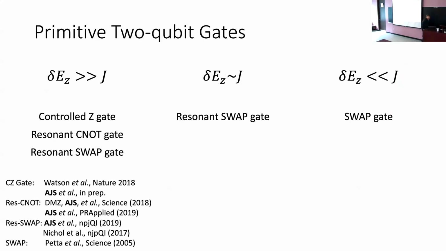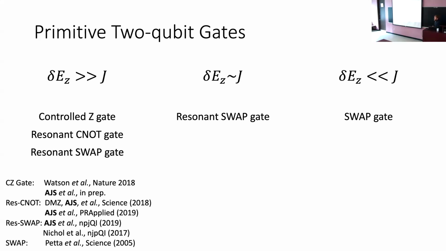Okay, so the knob that we can change dynamically is always exchange. And if exchange is small compared to that external field, there are some primitive gates that we can realize. So there would be things like controlled Z's. We can do this resonant CNOT gate that we had demonstrated. You can do a resonant swap gate. And in the opposite regime, where delta EZ is much smaller than J, so the exchange dominates the interaction, we see something that looks more like a swap operation, like square root of swap.